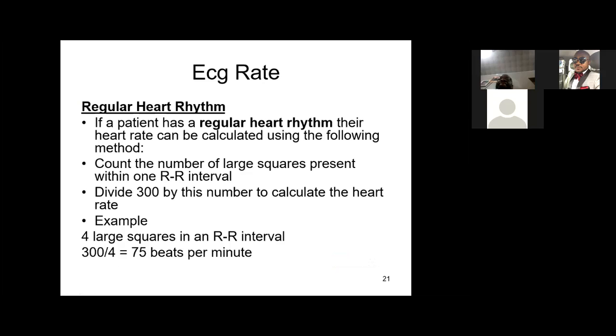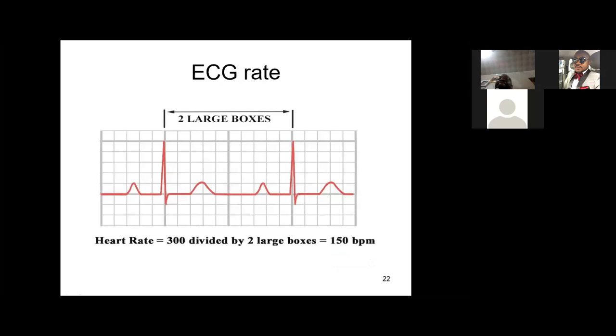Now to the rates. If a patient has a regular heart rhythm, we'll soon see what a regular heart rhythm is, their heart rate can be calculated using the following method. Count the number of large squares present between one RR interval and divide 300 by this number to calculate the heart rate. So for example, assuming there are 4 large squares in an RR interval, 300 divided by 4 will give 75 beats per minute. This is diagrammatically represented here, but in this case, there are 2 large squares. So we have 300 divided by 2, which gives 150 beats per minute.